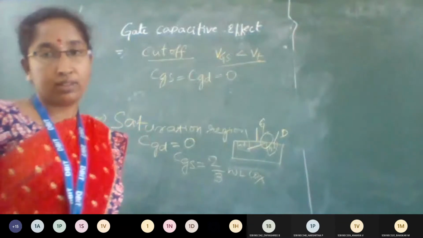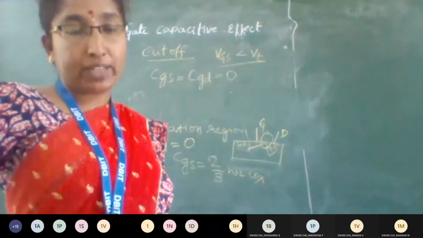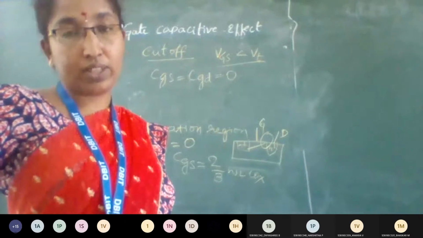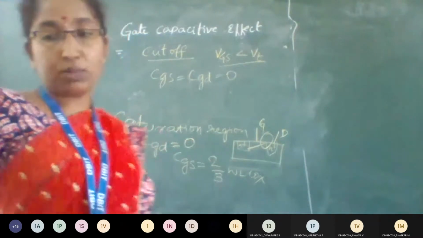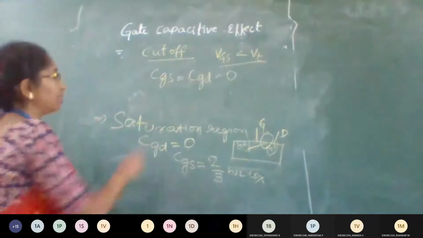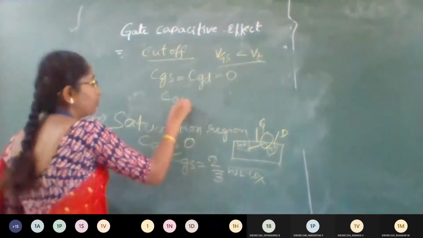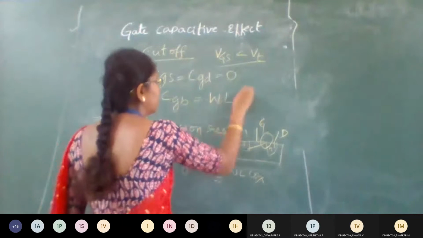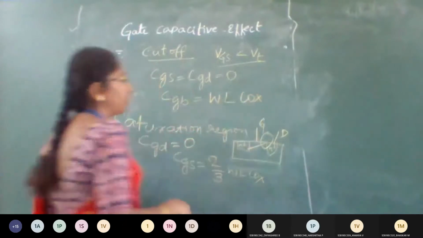Yes? I told you under gate capacitance there are 3 capacitances, CGS, CGD and CGB. The only CGB will be present during cutoff. Due to the body, CGB is equal to WL into COX.